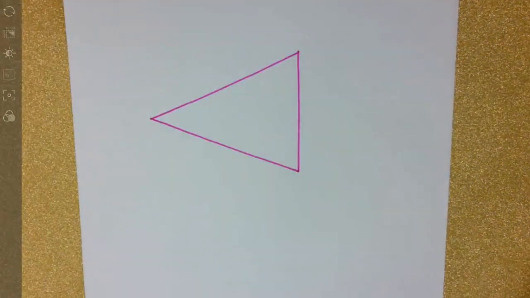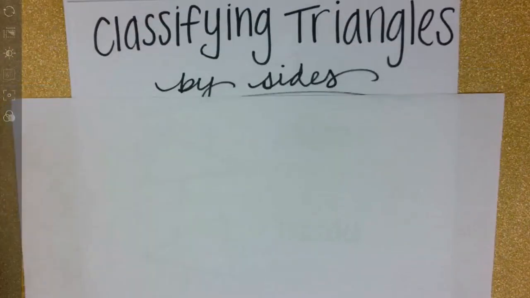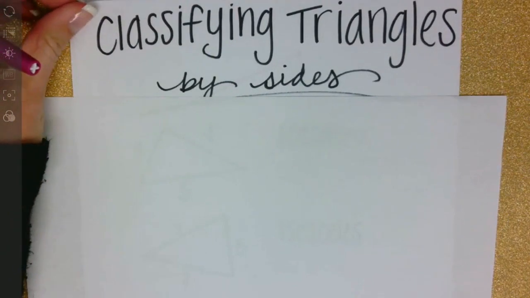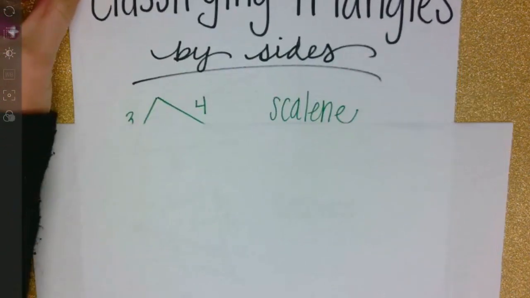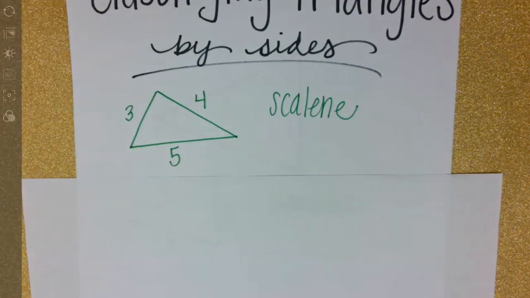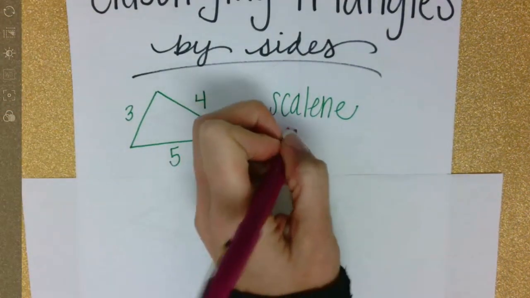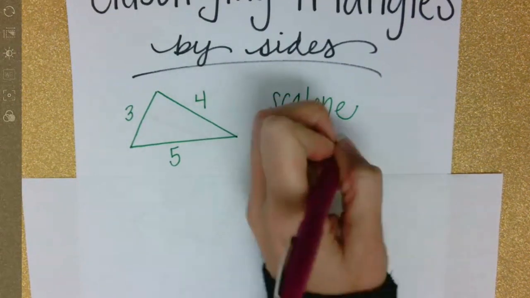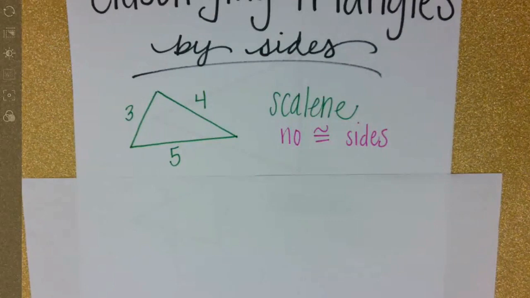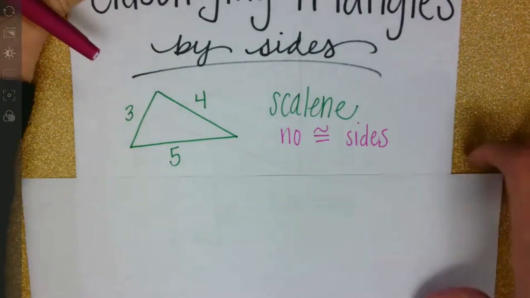Next, I want to go over classifying by sides. Okay, so when we classify by sides, we're no longer really worried about the angle measurements. We're talking about the side lengths. So if none of the sides are congruent, okay, no congruent sides, we call it scalene. Okay, so every side length is a different number. No congruent sides, scalene.